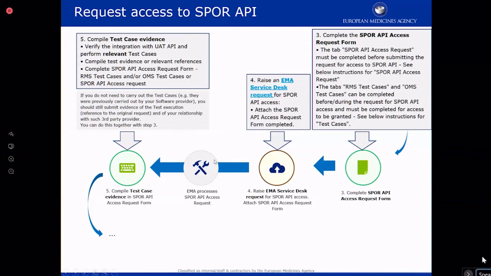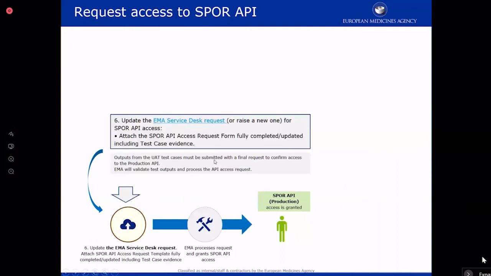The next step is, once the API access request form has been submitted, including the test cases, we will assess it, and if there are further questions, we can discuss through the ticket raised. And eventually, once everything is clear, you will get access to the SPOR API. And after that, you can freely use it.